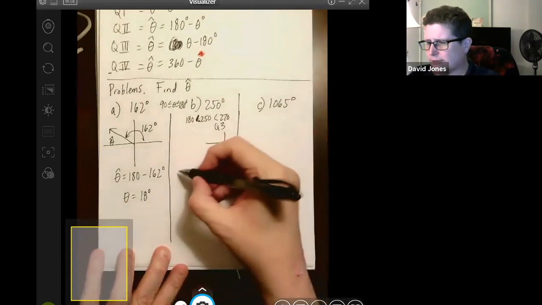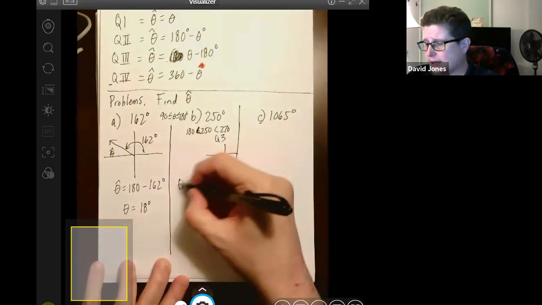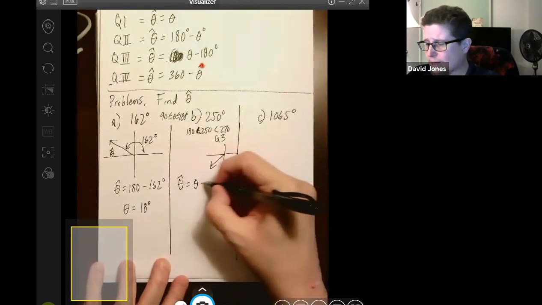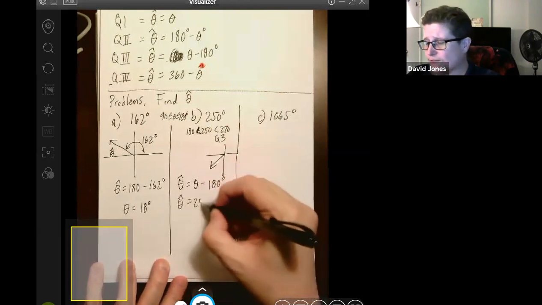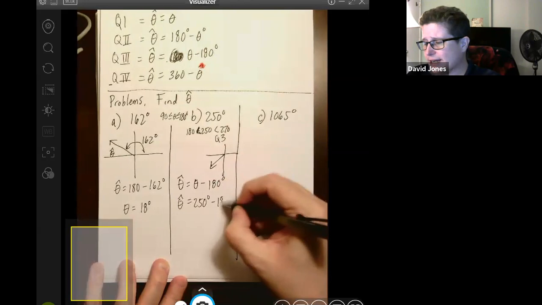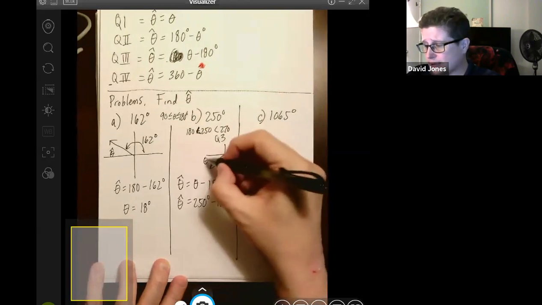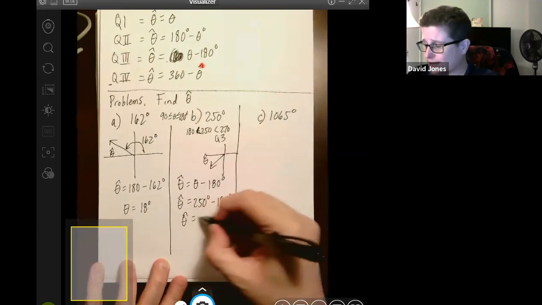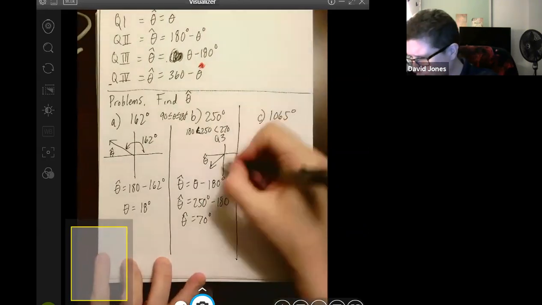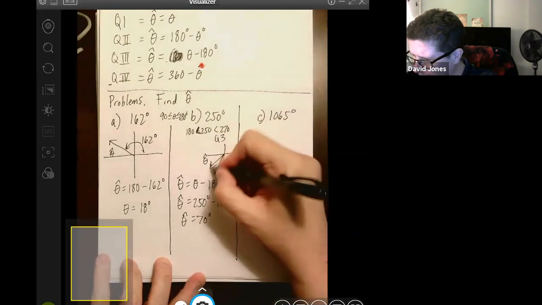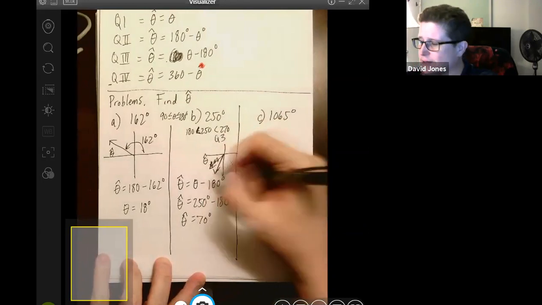Down there, we have theta hat equals theta minus 180 degrees. Theta hat equals 250 minus 180 degrees. So theta hat equals 70 degrees. Clearly my picture should be a little bit wider because 70 degrees is a big sweep.